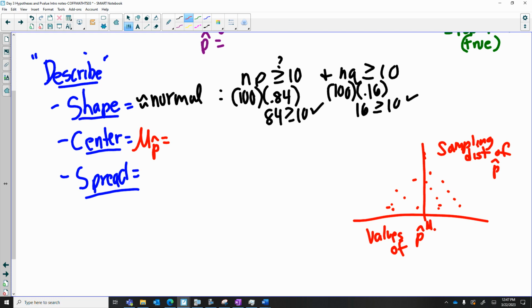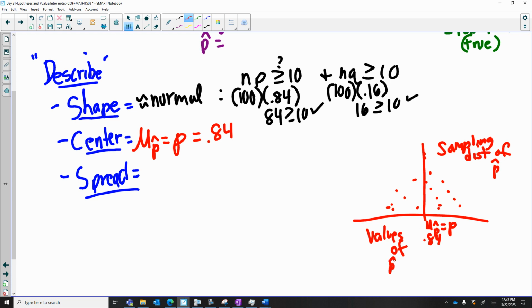I'm hoping you're remembering that mu sub p hat should equal p. Mu sub p hat should equal p. That is from the formula sheet. So p is 0.84, so it should be centered at the true parameter 0.84.